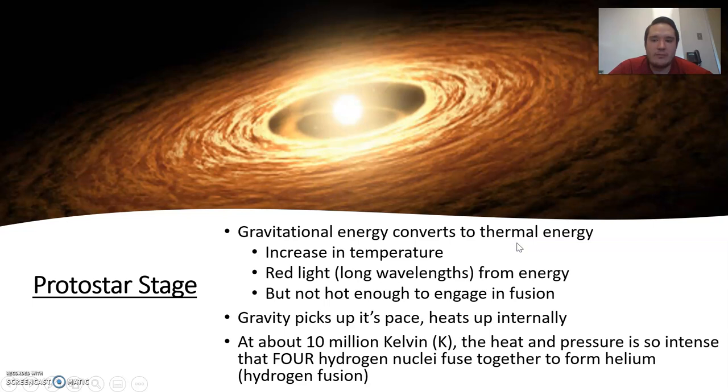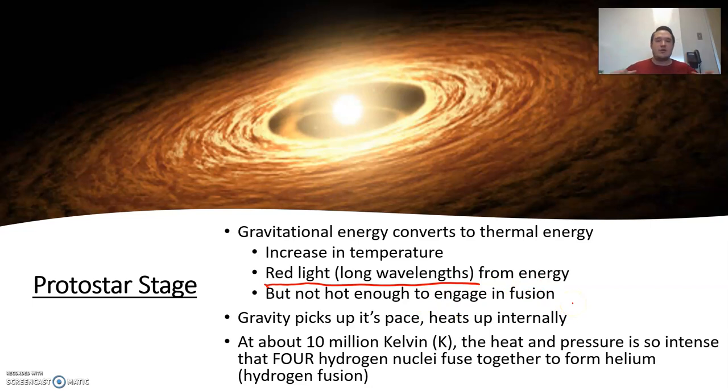Now, we have protostar stage. Gravitational energy converts to thermal energy. Thermal means heat. So we have energy from gravity that's going to be converted into heat energy. So when it converts to heat energy, there's obviously going to be an increase in temperature. Red light, which we determined had long wavelengths from energy, but it is not hot enough to engage in fusion.